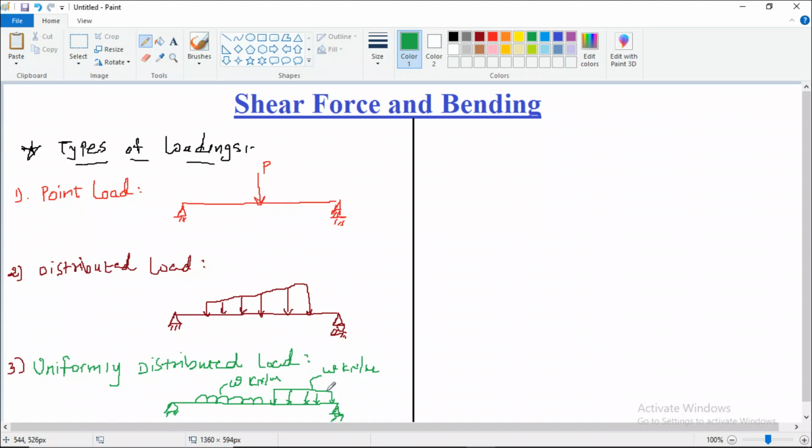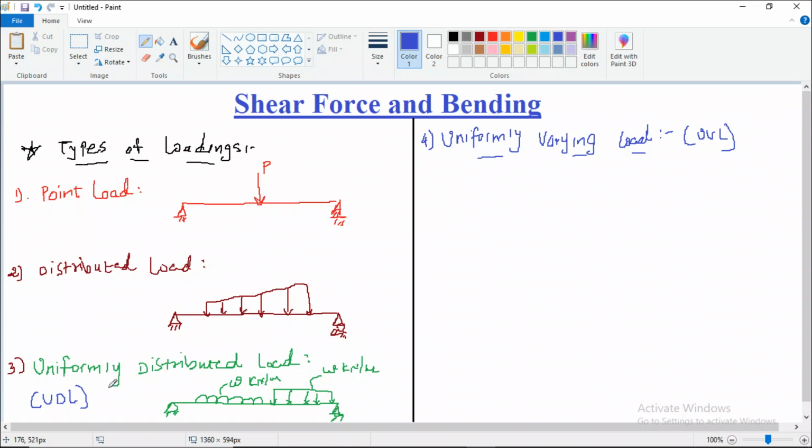Then we have a uniformly varying load as well. So that is the fourth type, uniformly varying load. So how we can show this? So in this, generally it is called UVL, short form is UVL. So let us note down the short form as well, UVL, and this is called UDL, uniformly distributed load is UDL.